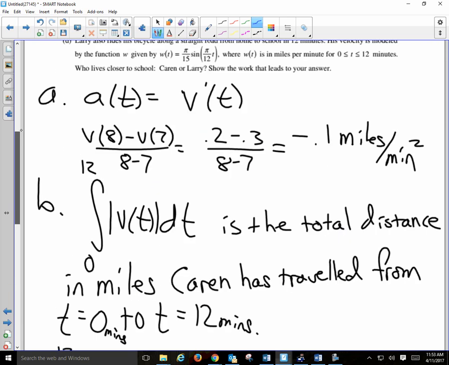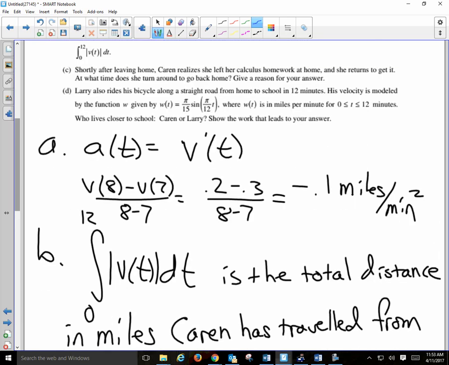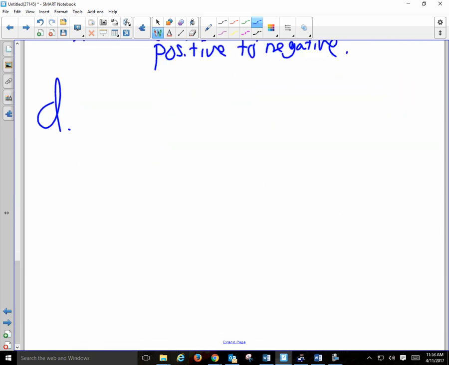All right, here we go. Part D. It says Larry also rides his bicycle along a straight road from home to school in 12 minutes. His velocity is modeled by this function. So he has a velocity function as well from 0 to 12. Who lives closer, Karen or Larry? Well, let's find Larry's distance. If I want to find the entire distance that Larry traveled, what would that look like?